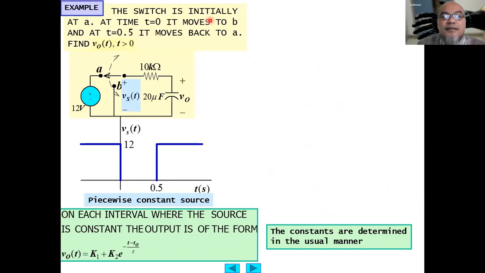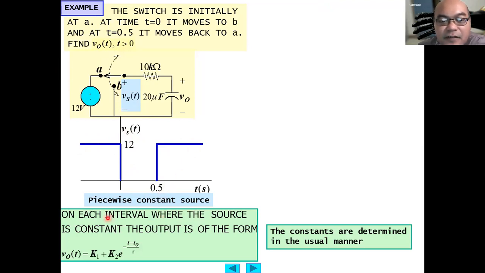So this is another example, where the switch is initially at A. At time t equals 0, it moves to B. Then at t equals 0.5, it moves back to A. So this is a pulse, but an inverse pulse. Between 0 to 0.5, it is 0. It is called a piecewise constant source. Before it was 12 volt. After 0.5, it is 12 volt.